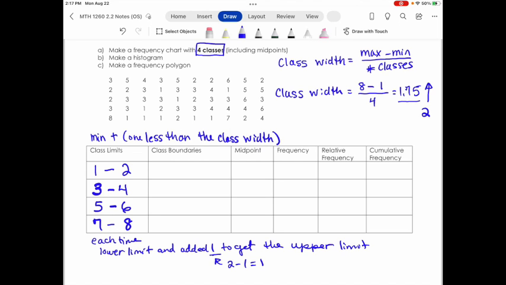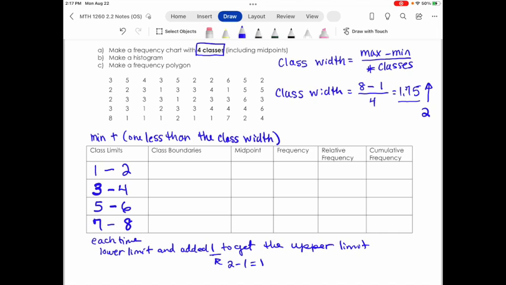Okay, now the class boundaries is going to be how we set up our bars in our histogram. So when we create a histogram, we don't want any gaps between the bars. Historically, that's what statisticians liked when they set up a histogram. They'd want no gaps between the bars. So we want the bars to butt up against each other.